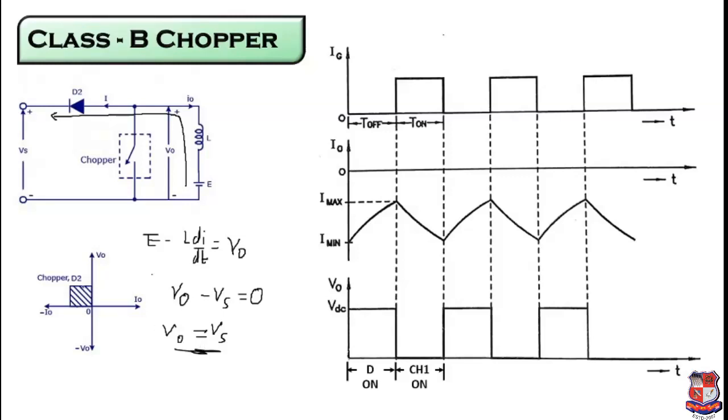Okay, so output voltage is positive, but what will be the direction of current? So if you see here, output current direction is from left to right, whereas actual current direction is in the opposite direction. So your current direction will be negative. Okay, current direction will be negative, but output voltage polarity will be positive.